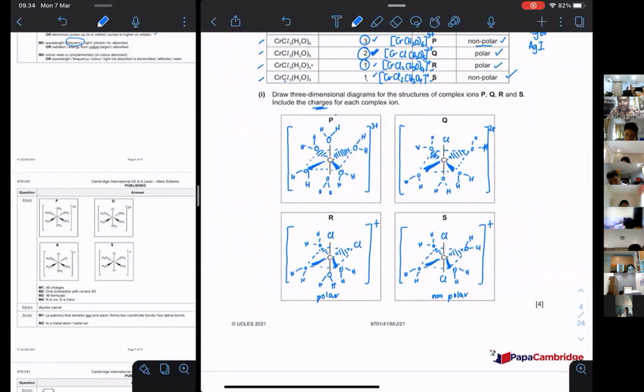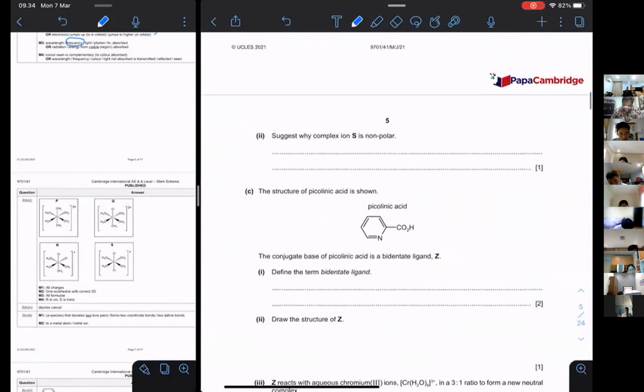Okay, Josh, I think this one is clear already. Yeah. Now, suggest why complex ion S is non-polar.